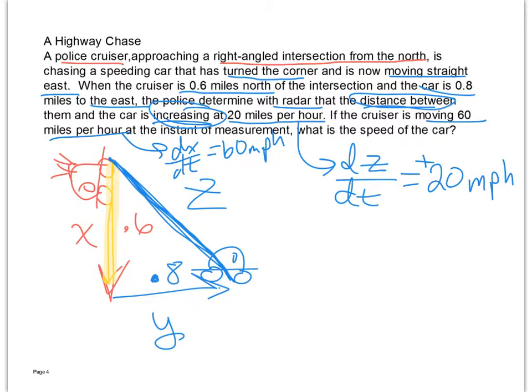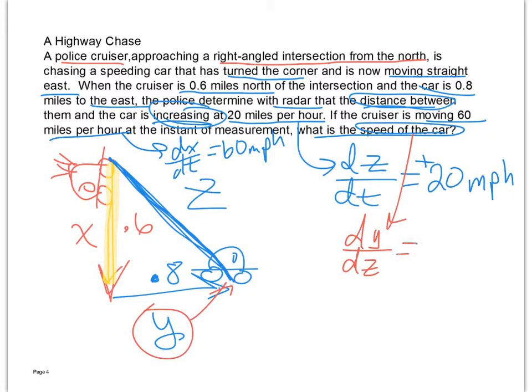What is the speed of the other car? We know the speed of the police car, so we're asking for dy/dt. That is the speed of that getaway car. What does that equal? And remember, we have two givens: x equals 0.6 and y equals 0.8. We've got a right triangle. Clearly right, since north, south, and east, west are at perpendicular angles. So x squared plus y squared equals z squared.